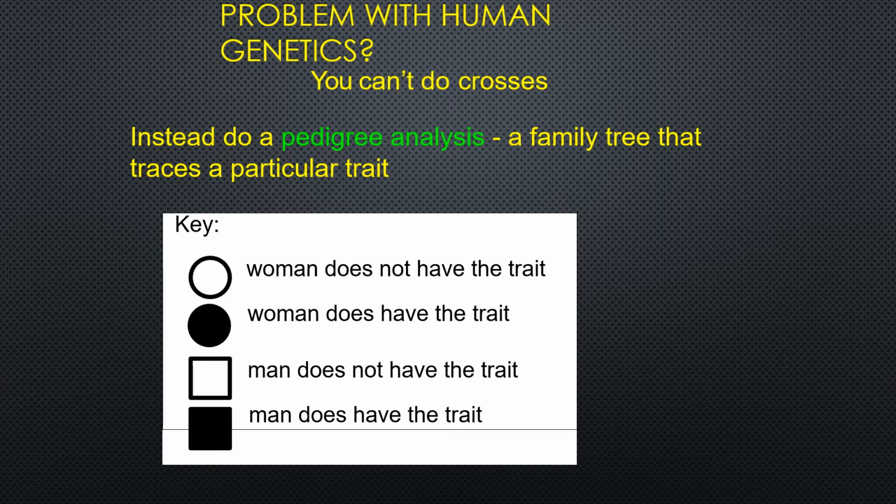Let's use this as our key. The women are circles and the men are squares. The circle is a woman that does not have the trait, so an empty circle means no trait, and the filled-in circle does have the trait. Same thing with the man: if the square is empty, he does not have the trait, and if the square is full, he does have the trait.